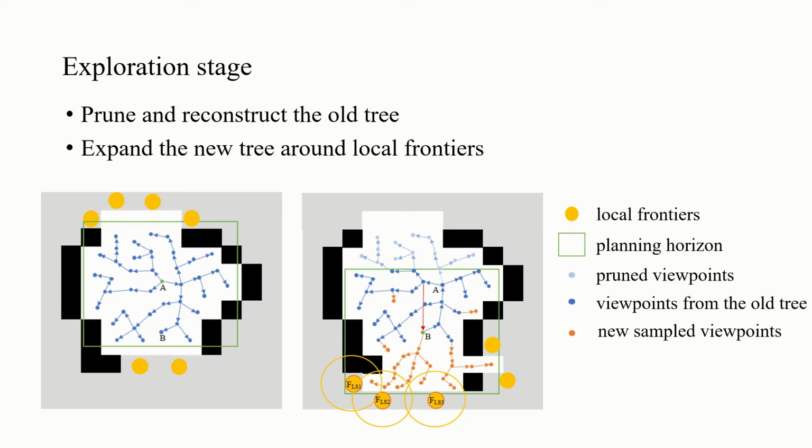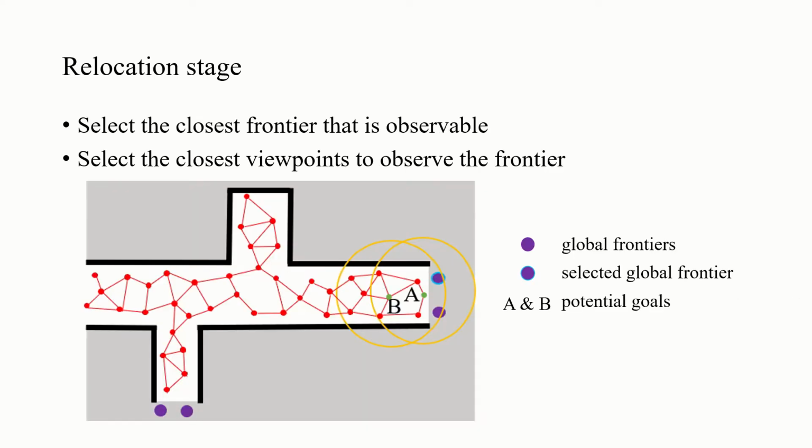We hope more viewpoints could be sampled around the frontiers, but not uniformly distributed in the space. So local frontiers are also used to guide the expansions of RT. This also helps to speed up the planning in exploration stage.